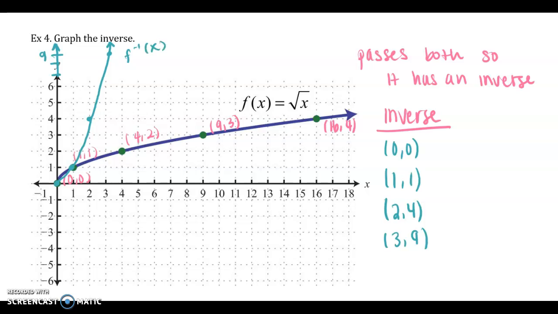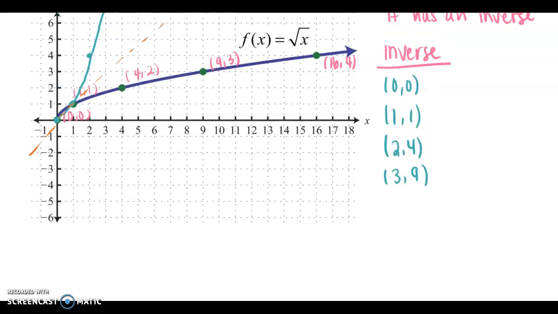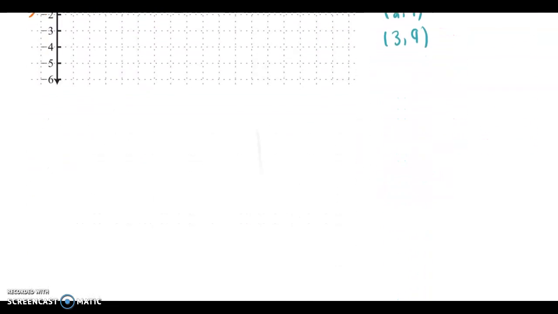Alright, so there is the inverse. And if I were to fold across the line y equals x, which I'll draw in this red-orange color, they should be a mirror image of each other. So that's how you know if you did it correctly. And we're done here, and I'm just going to show you maybe one more example on how to find the inverse algebraically.